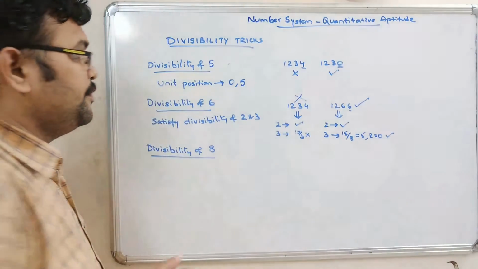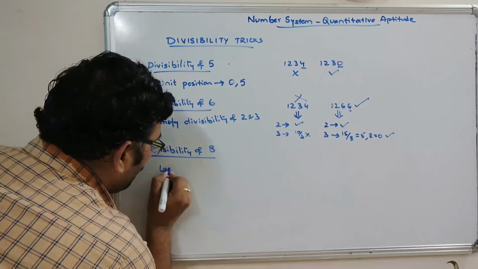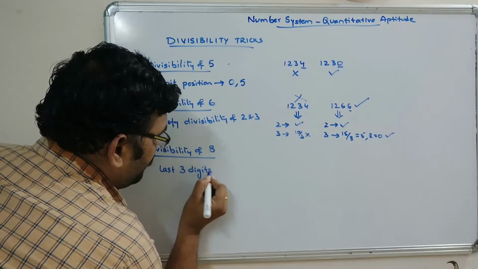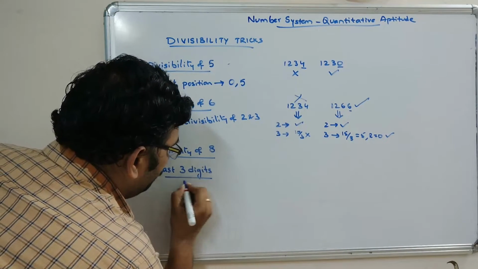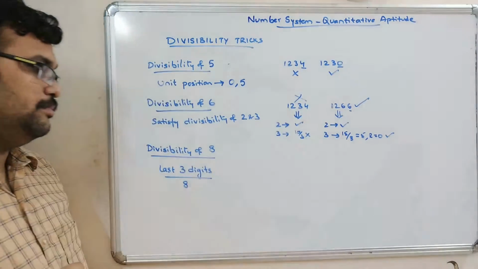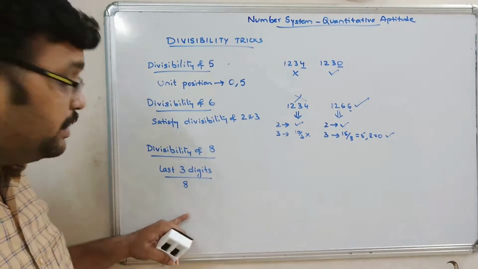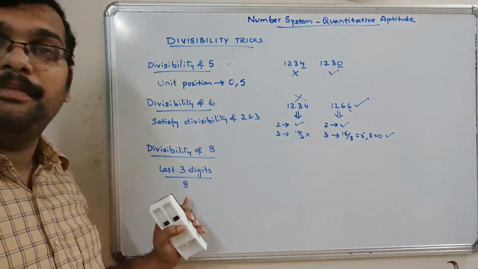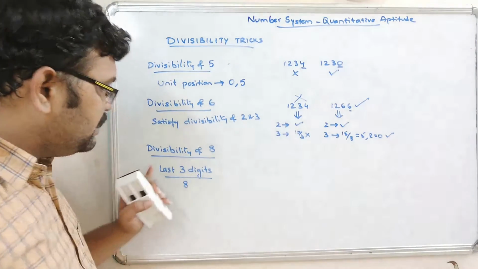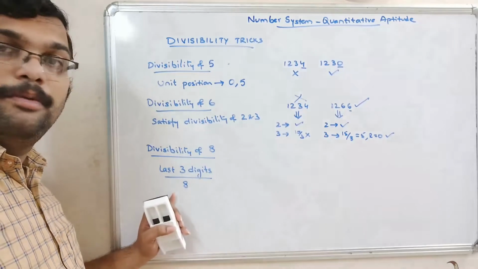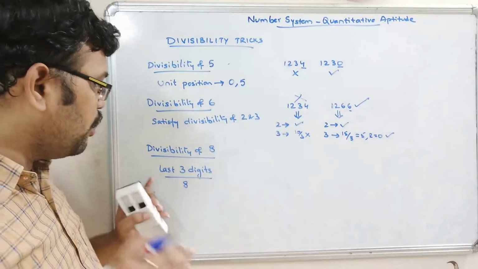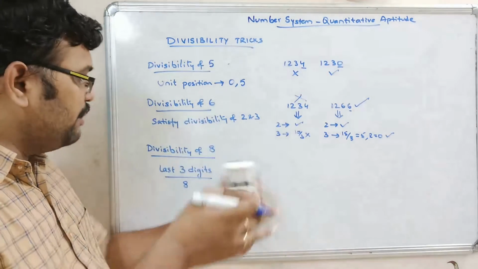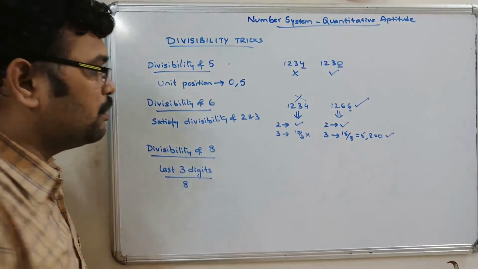Consider 8. So here, the last 3 digits must be divisible by 8. If the last 3 digits of the given number are divisible by 8, then that automatically implies the given number is divisible by 8.